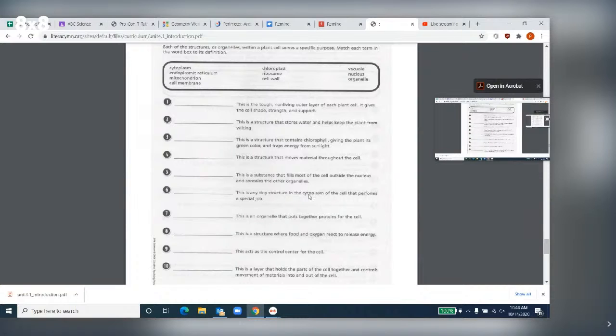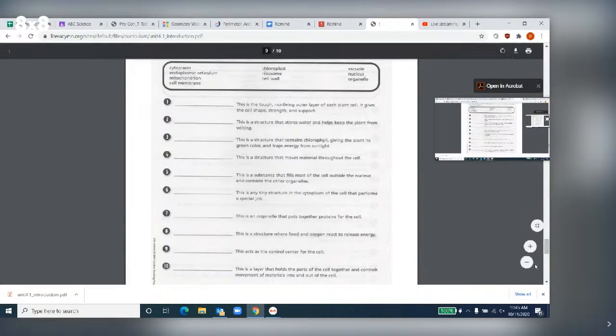Six, this is a tiny structure in the cytoplasm of cells that performs a special job. That's organelle. Seven, this is the organelle that puts together proteins for the cell. That's the ribosome. Eight, this is the structure where food and oxygen react to release energy. That is the mitochondrion. Nine, this acts as a control center for the cell. That's the nucleus. And the thin layer that holds the parts of cells together, that's the cell membrane.